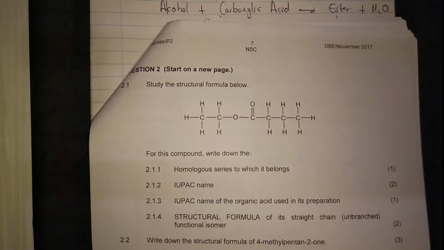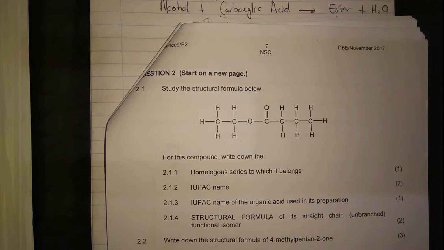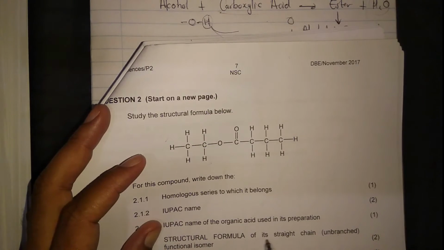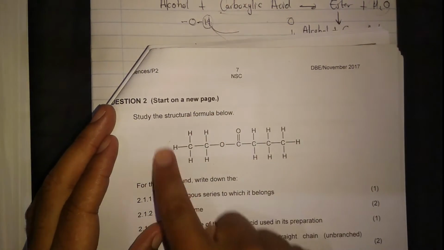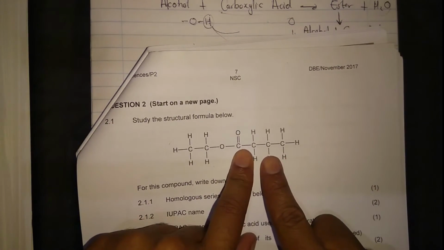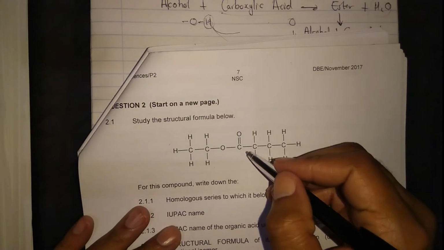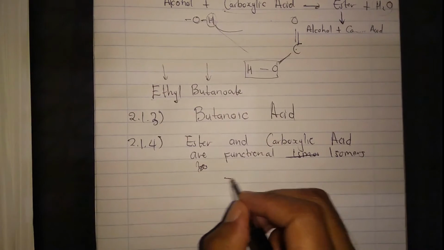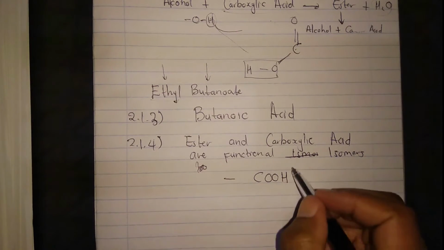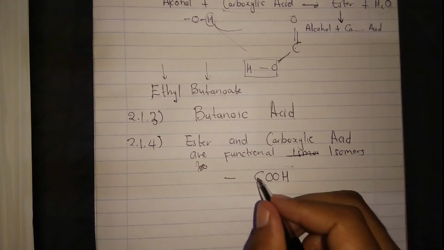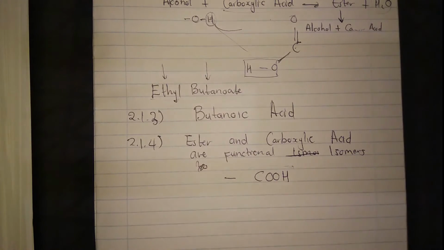So a functional isomer, I'm sure, is an isomer with the same chemical formula but different structures due to the position of the functional groups. So in this case, the structural formula of its straight chain functional isomer, we are talking about this compound, this ester. So what we want is a functional isomer for the structure, and we know that a carboxylic acid has the COOH functional group, it's COO, and it's found at the end or the beginning of the chain.